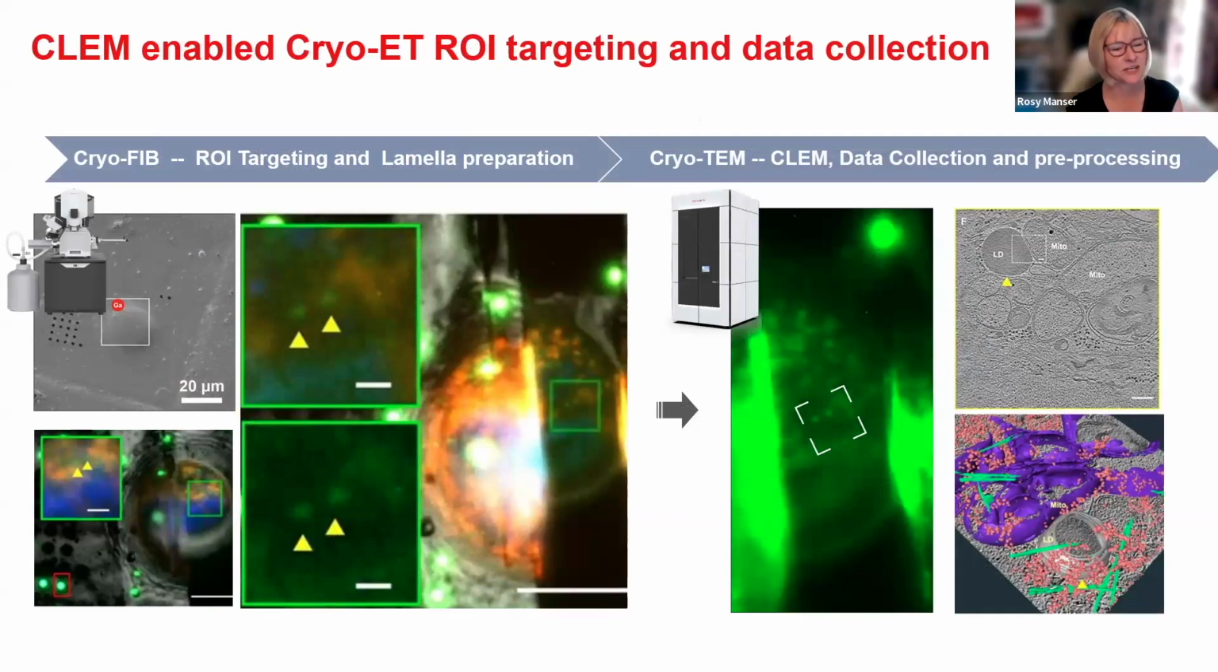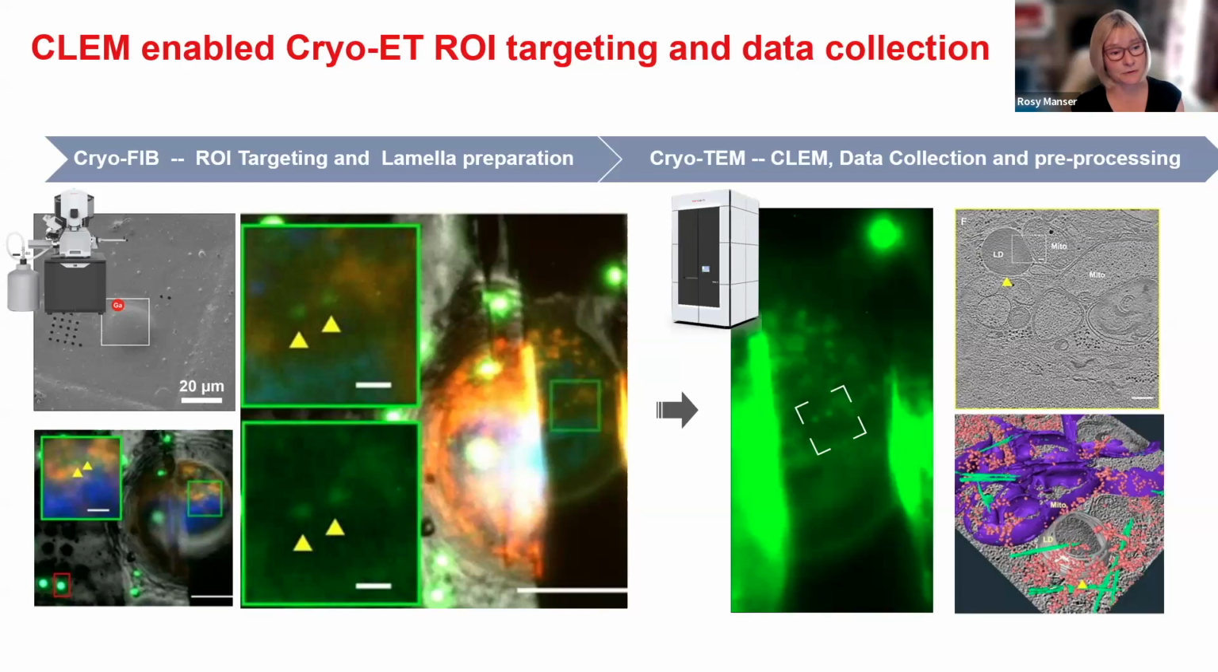And fluorescence tagging is a way of being able to do that. You know where your protein is because it's either got a fluorescent protein attached or you've got an antibody in there, and you can use correlative techniques to be able to identify exactly where that protein is in your three-dimensional specimen. You can then target the lamella preparation region based around that fluorescence.